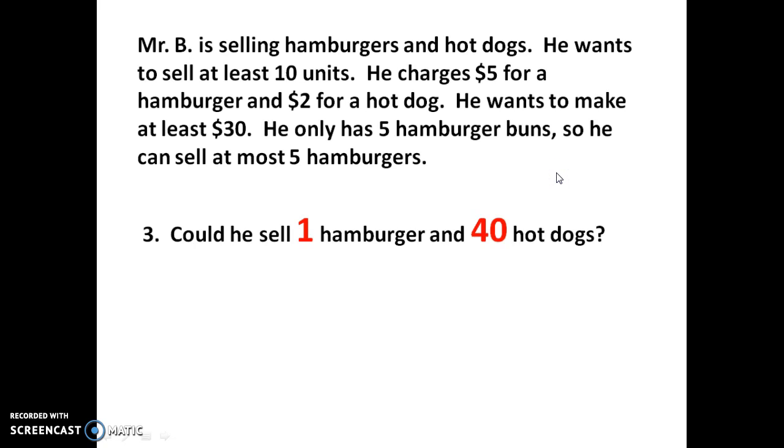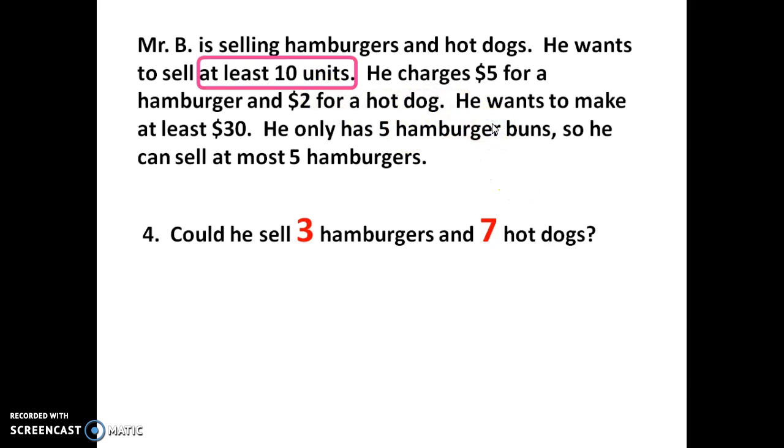problem. Could he sell 1 hamburger and 40 hot dogs? Is this at least 10 units? Absolutely, 41 is bigger than 10. Will this make him at least $30? Well, he'll get $5 for the 1 hamburger he sells, $2 for every hot dog, so that's $85. That's definitely more than 30. Is he selling at most, which means less than or equal to 5 hamburgers? Yeah, he's only selling 1. So could he sell 1 hamburger and 40 hot dogs? Absolutely. Could he sell 3 hamburgers and 7 hot dogs?